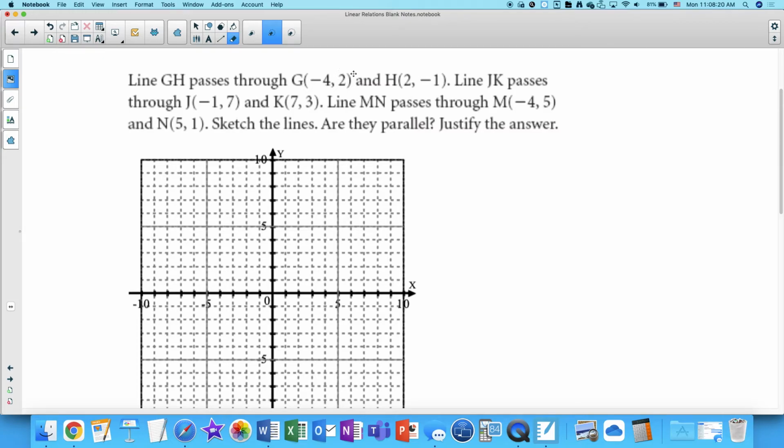G is (-4, 2), so that point is right here. And H is (2, -1), which is right here. Okay, so there's line GH. And by the way, I should draw these beyond those two points as well. I know this is being super picky, but I actually haven't drawn a line here. I've drawn a line segment. Does anyone know what the difference is?